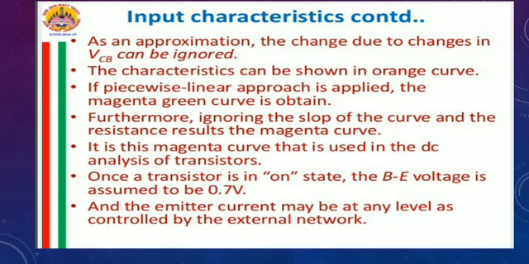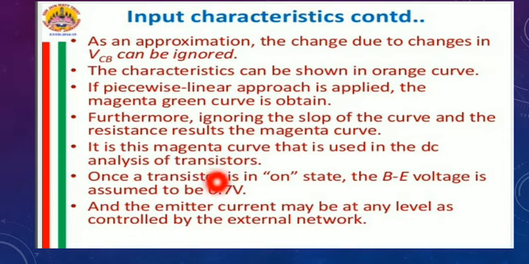To change due to the change in collector base voltage, right? Now the characteristics can be shown in the orange curve. If the piecewise linear approach is applied, the magenta green curve is obtained. Furthermore, ignoring the slope of the curve and the resistance results in the magenta curve. It is that magenta curve that is used in DC analysis of the transistor.